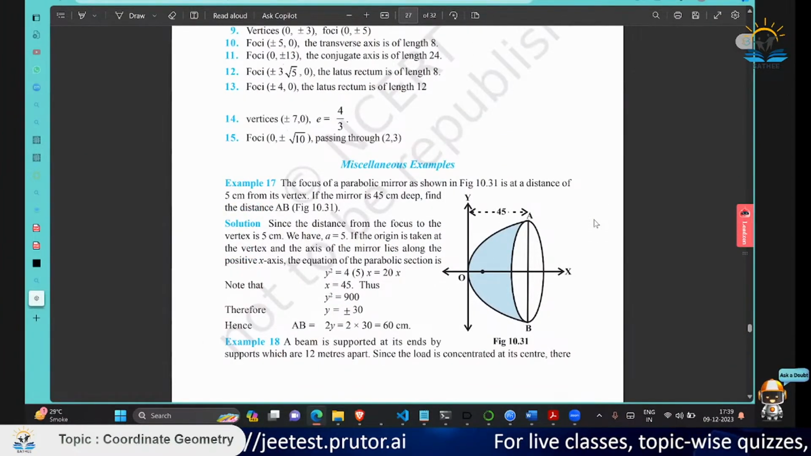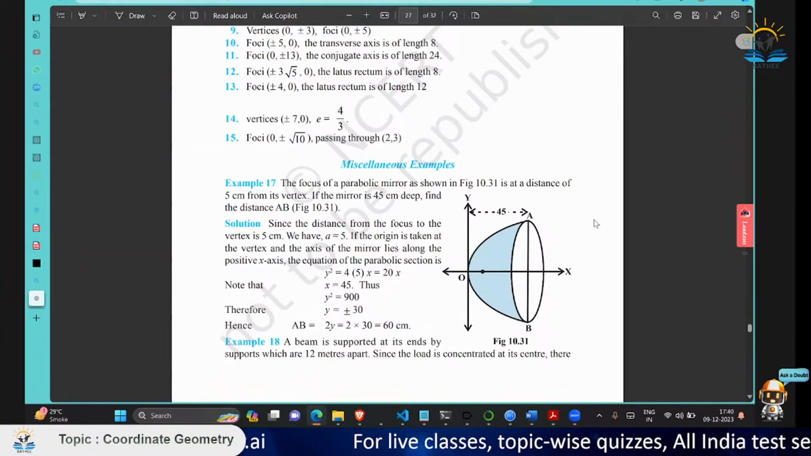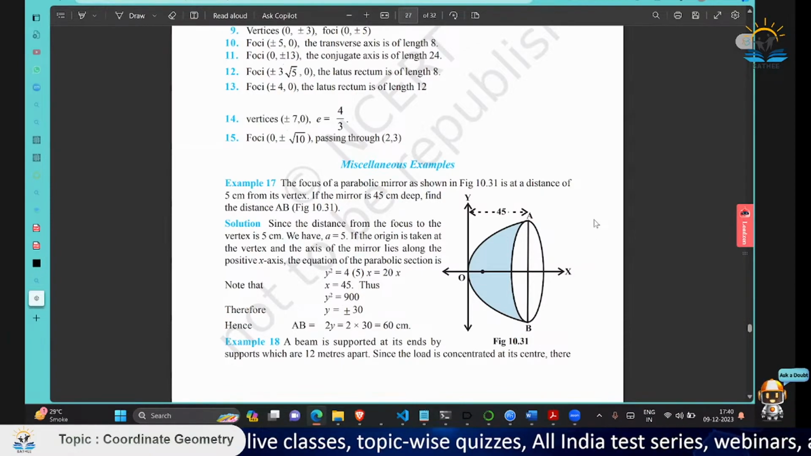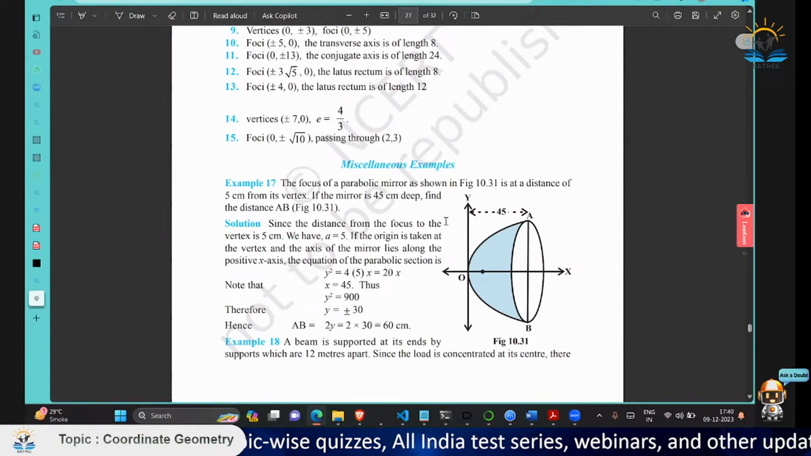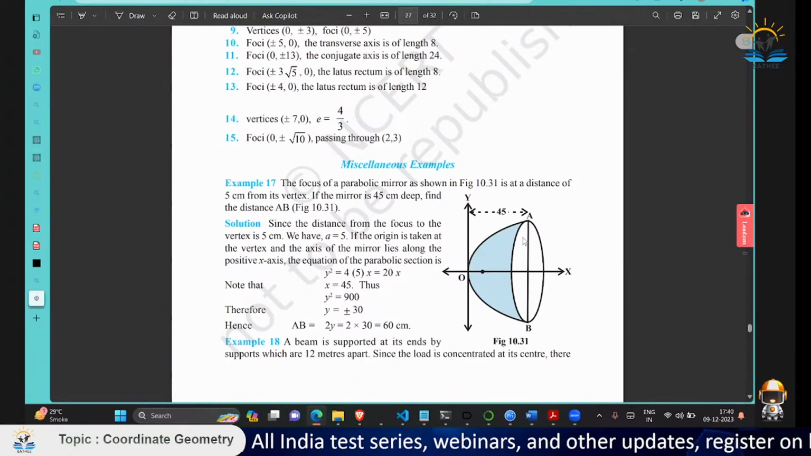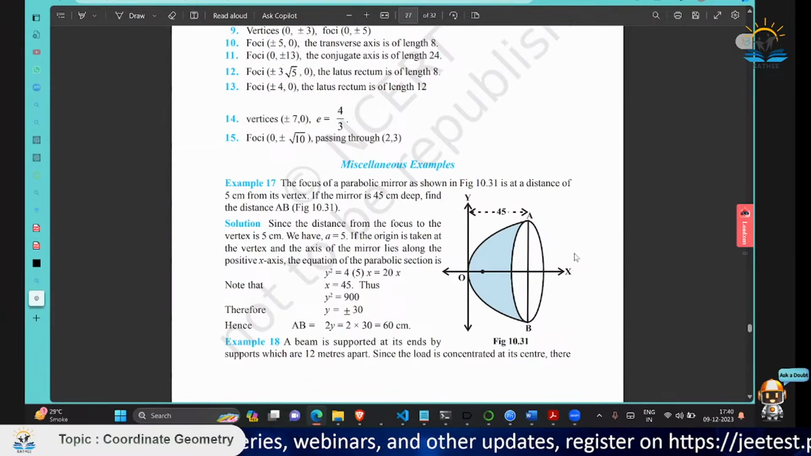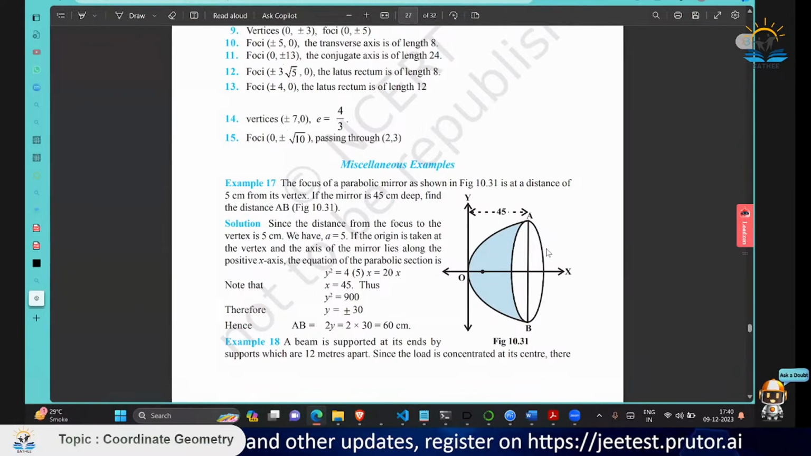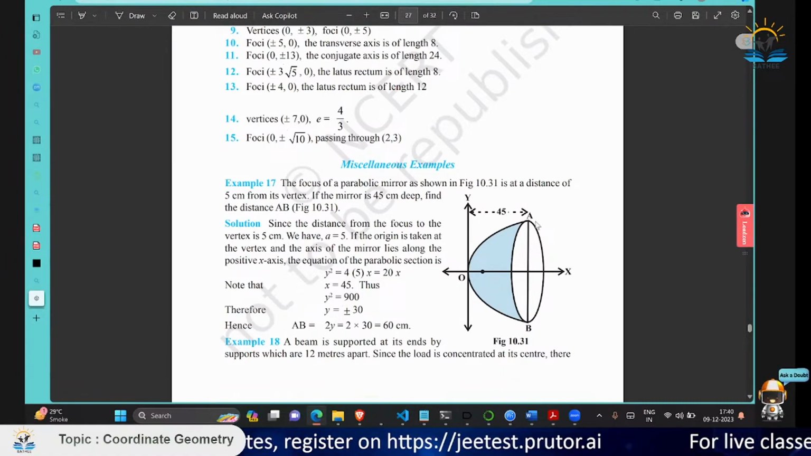The focus of the parabolic mirror, as shown in figure 10.31, is at a distance of 5 centimeters from the vertex. That means a is nothing but 5. If the mirror is 45 centimeters deep, find the distance AB. So this distance is nothing but 45, and this AB is what we need to find.